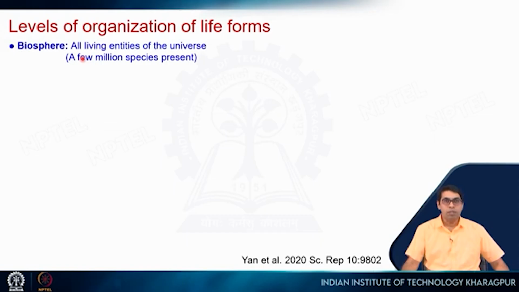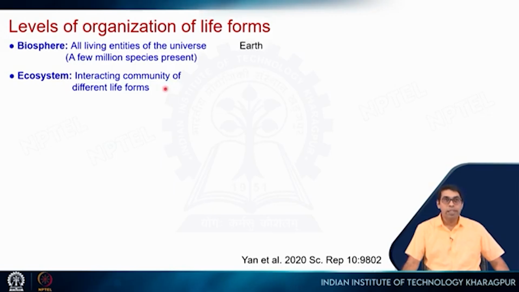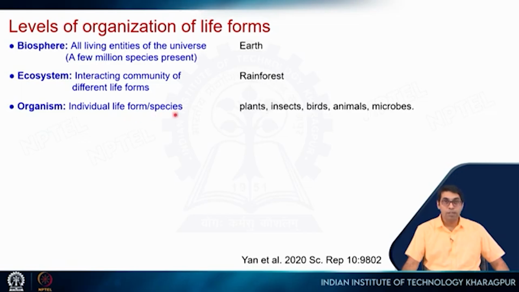The first, or the biggest, level is that of the biosphere, which includes all living entities of the universe, or in this case we will consider it as the Earth. So, our Earth constitutes the biosphere, which accounts for all the organisms on this planet. The next level of organization is an ecosystem, which consists of an interacting community of different life forms. A very good example is a rainforest, and in this rainforest we have individual organisms, which are life forms or species such as plants, insects, birds, animals and microbes.